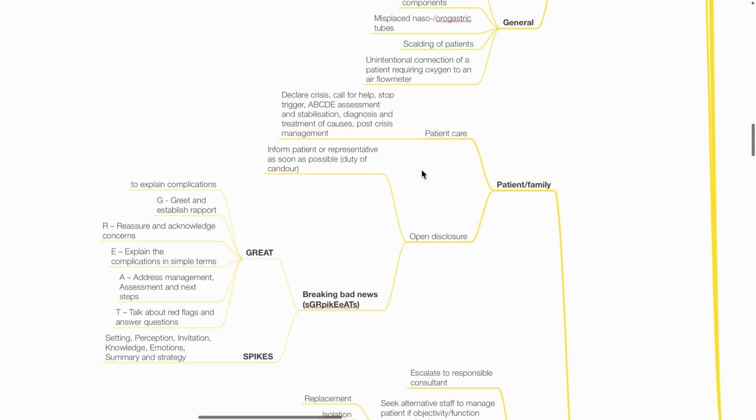A mnemonic for breaking bad news is SPIKES and GRID: ensure a private setting without interruption, greet and establish rapport, reassure and acknowledge concerns, inquire the perception of the patient, invite the patient for further information and knowledge, explain the complications in simple terms, acknowledge and address emotions, address management, assessment, and next steps, talk about red flags and answer questions, summarize and provide a strategy for further management.